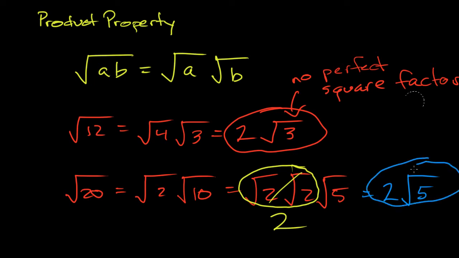Because 5 has no factors that are perfect squares, and there are no numbers that I can split it up by, then that's the simplest form of the square root of 20.